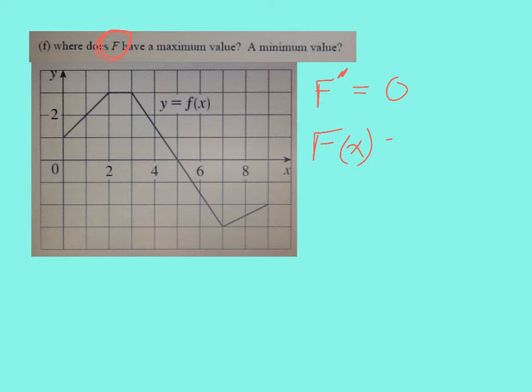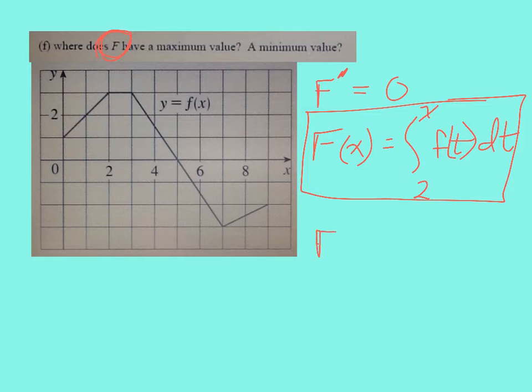We were told F of x was the integral from 2 to x of f of t dt. Now we had a previous video, I hope you've looked at that, on the fundamental theorem. Basically, this is nice fancy notation. Whenever we see this, it says F prime of x is equal to f of x. So what they're telling us here is this graph is the derivative of capital F of x. So that is the derivative. So maximums and minimums occur when the derivative is equal to 0. So here's the derivative equal to 0.